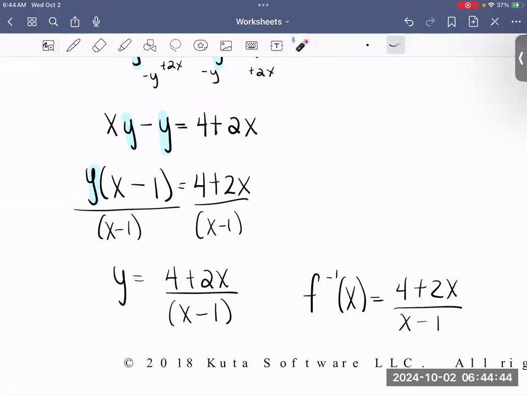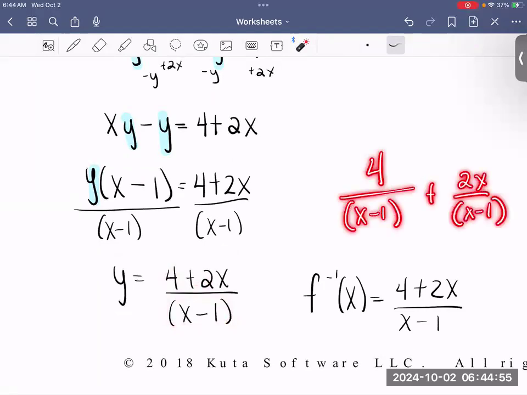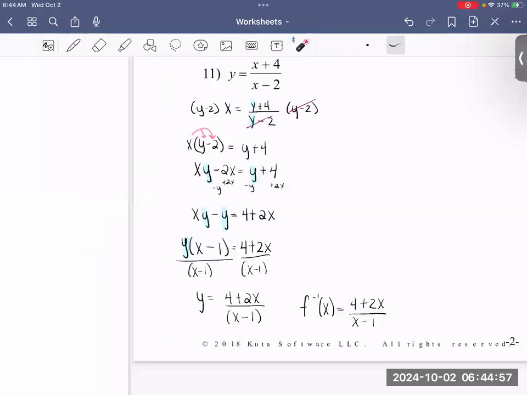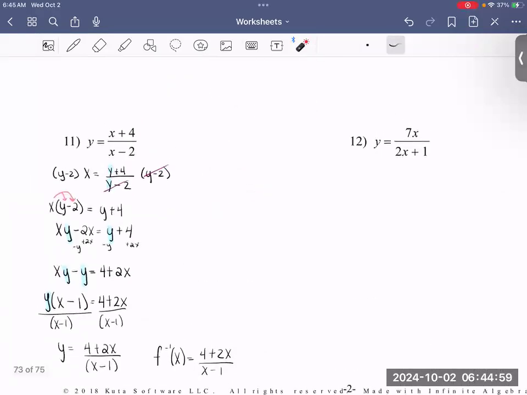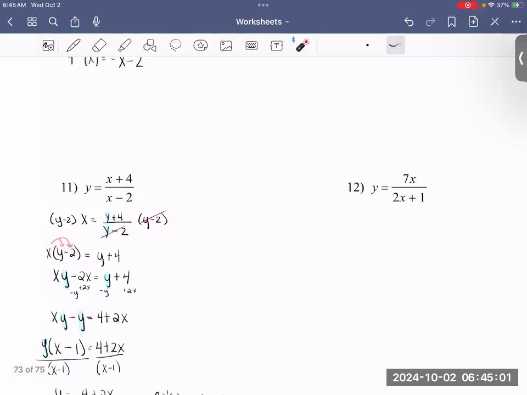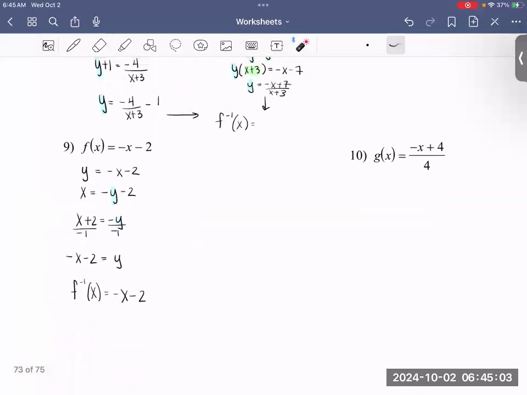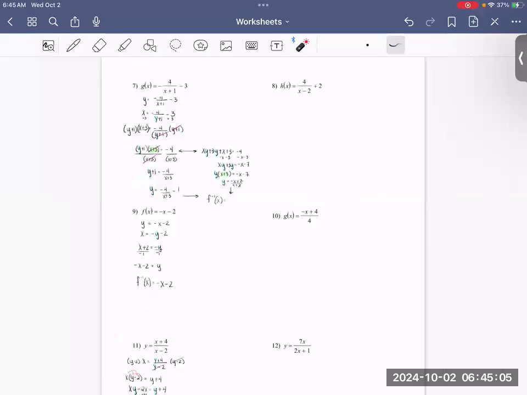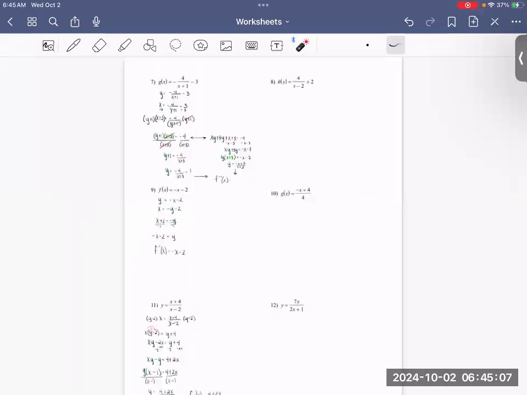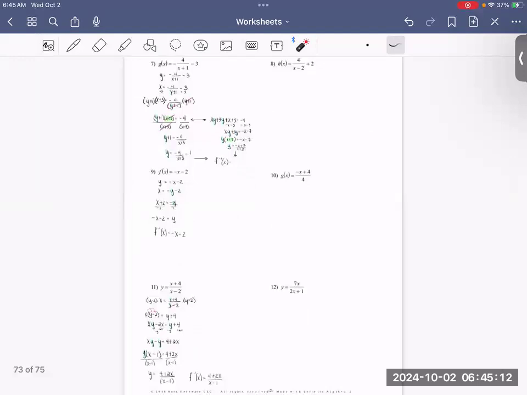Some alternate answers: you could separate and have each term have its own denominator. So another one is 4 over x minus 1 plus 2x over x minus 1. That doesn't look great, but some of these might have a different look on the answer key, but they should be the exact same. All right, so that concludes this video. Hopefully it gives you some practice getting your inverse.